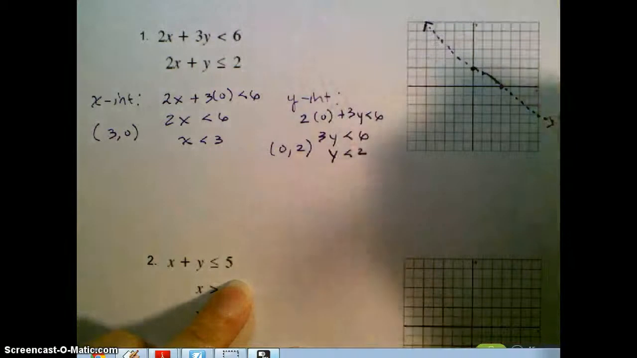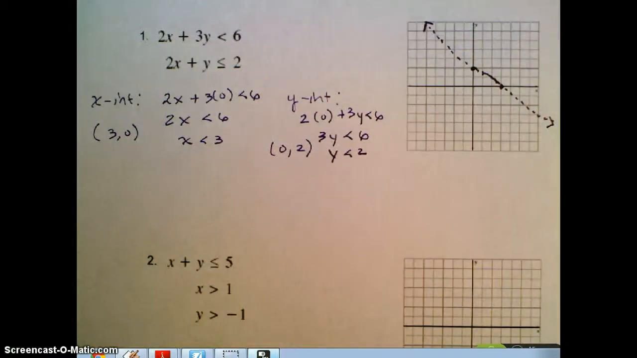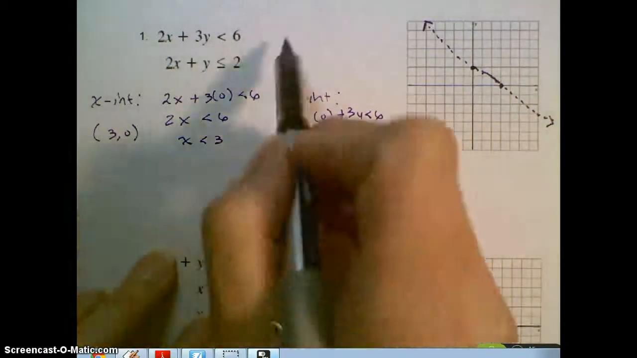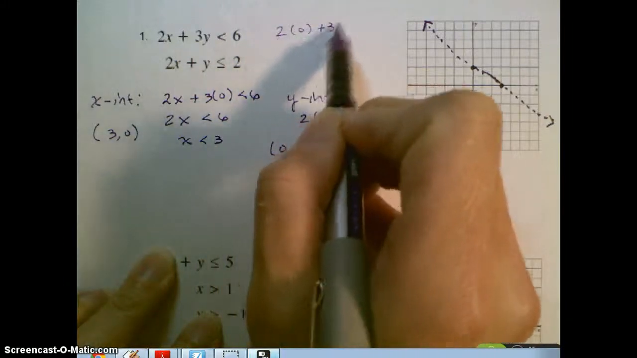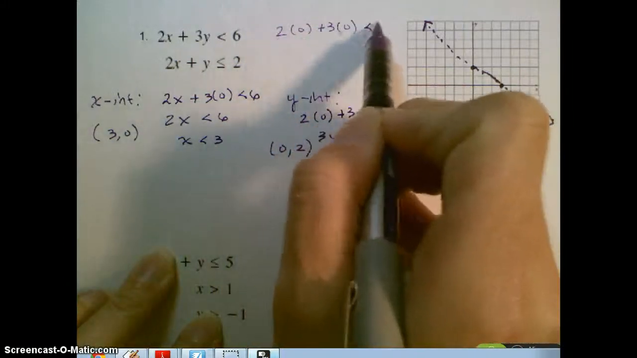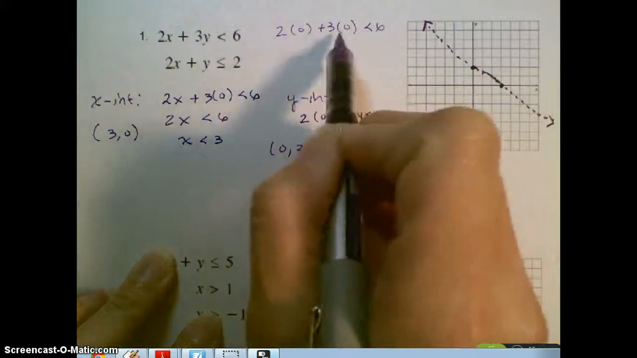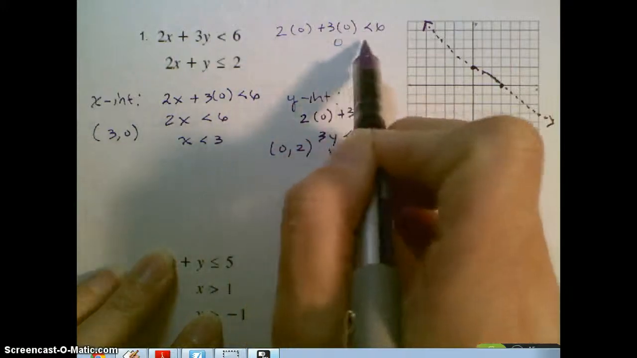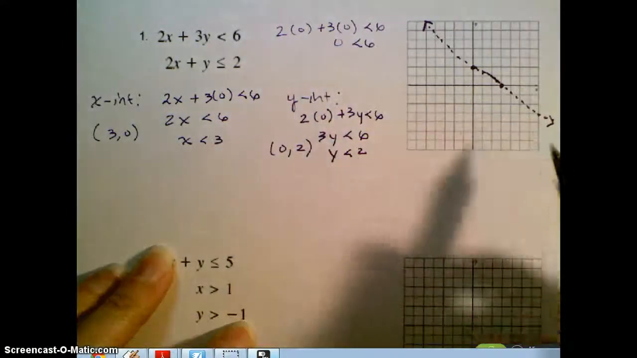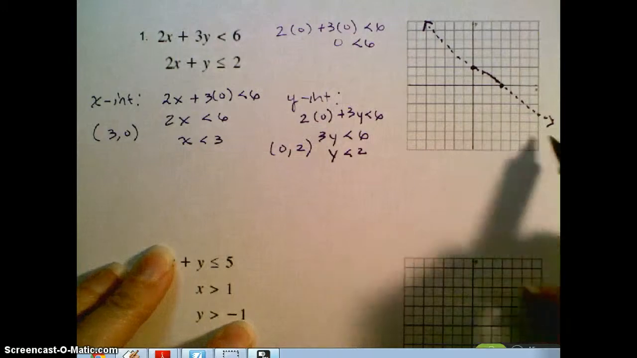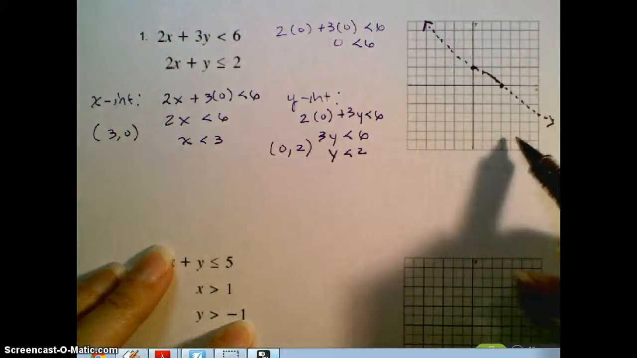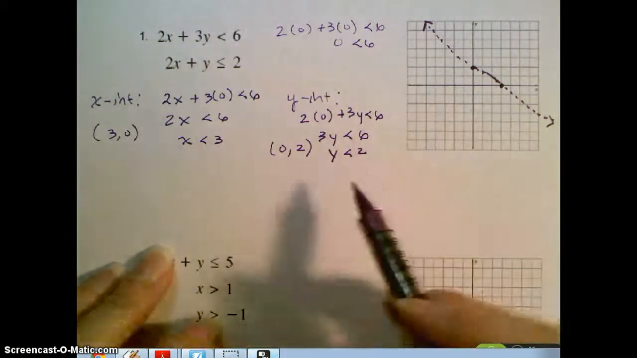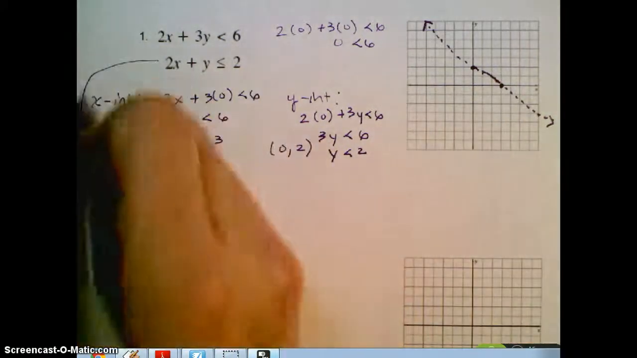Okay, now I need to decide which side of the line is shaded. Well, I'm going to choose my test point 0, 0, since this does not go through 0, 0, and see if it's true. If 2 times 0 plus 3 times 0, well, that's 0 plus 0, which is 0, less than 6, true? Yes, it is. So everything on this side would be shaded. Okay, so either I'm going to go ahead and shade that with light pencil or try to remember that. Let's look at the next one right here.